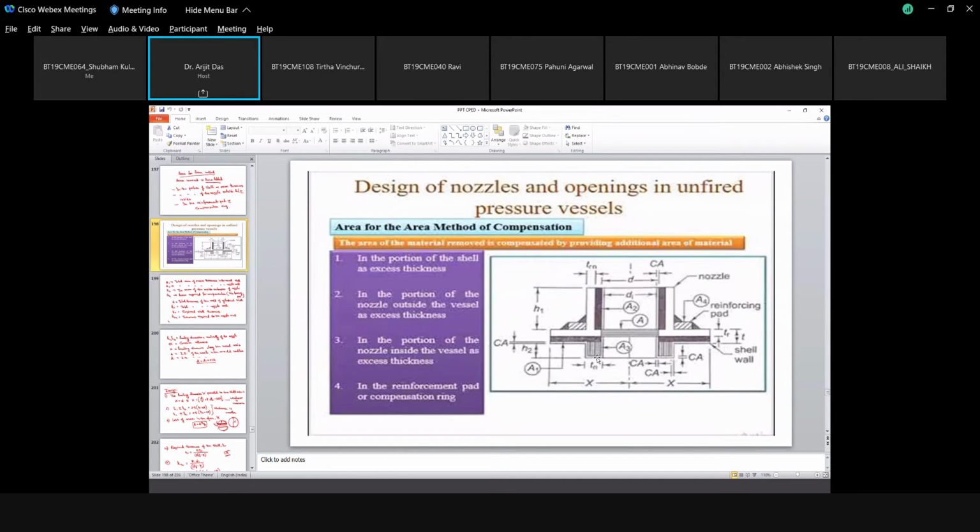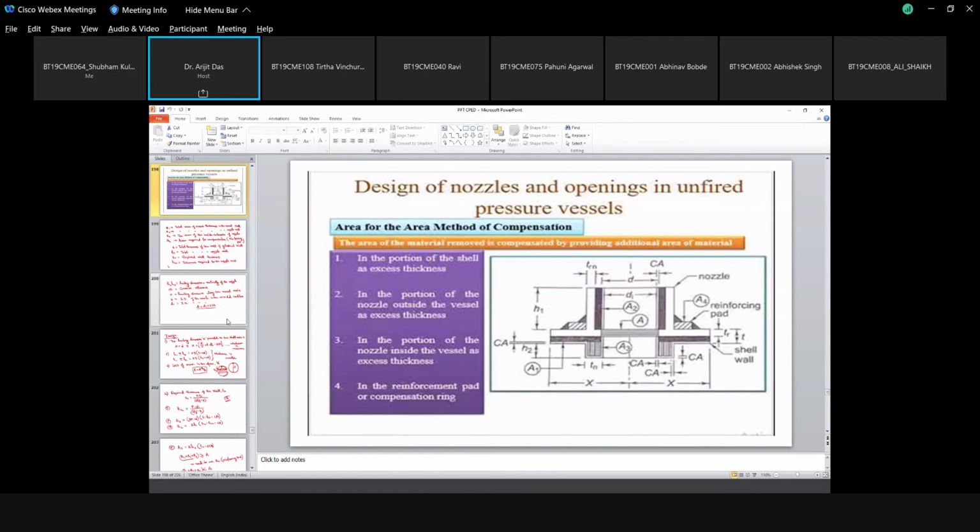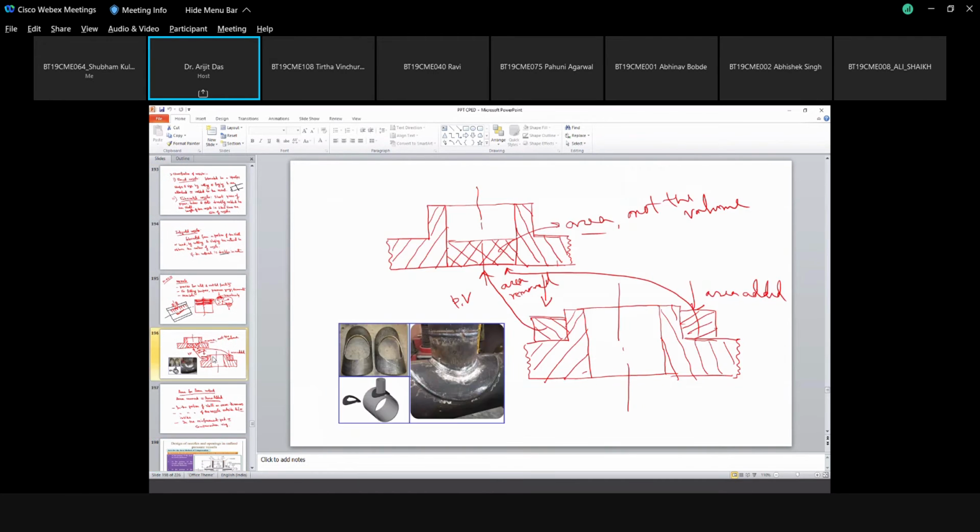It may be below the nozzle, it may be the top of the nozzle, or it may be along the horizontal axis and vertical axis, and if needed a reinforcement pad is also included. So you can see here a reinforcement pad. This is the vessel or pipeline, whatever, and this is the nozzle, and to give more strength to the material, a reinforcement pad is also given here. So this is the purpose.